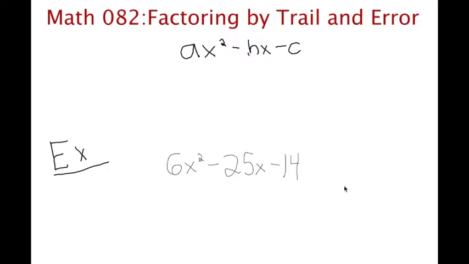My name is Amanda, and today we're going back into the Math 082 Factoring by Trial and Error lesson. But this time, it's going to have a negative b term and a negative c term. So the trinomial is going to be in the form of ax squared minus bx minus c.